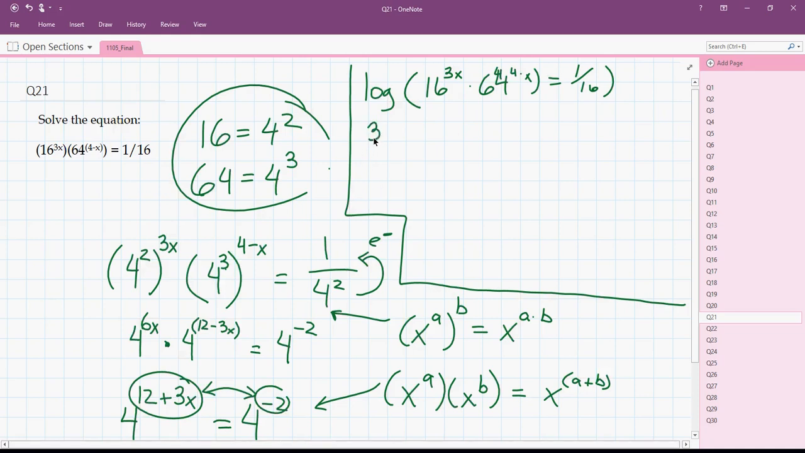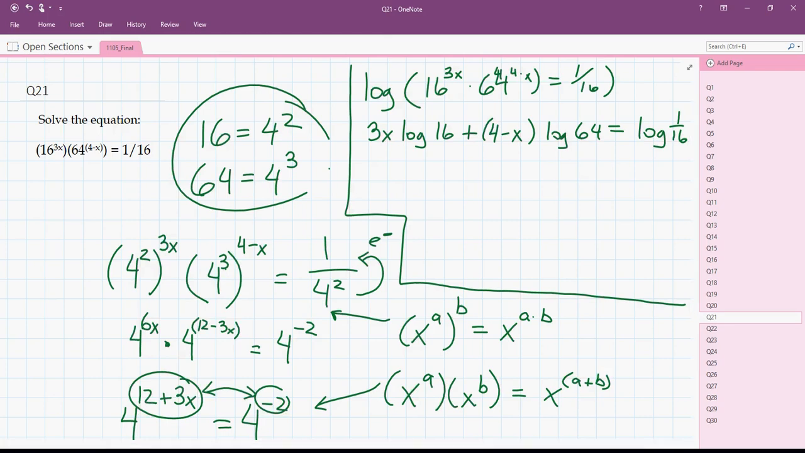So I would rewrite this as 3x log 16 plus 4 minus x log of 64 is equal to the log of 1 over 16. Then you would just have to actually calculate those out on your calculator. So you'd physically type in log of 16. It would give you some kind of number, log of 64 and log of 16. It's a bit more messy, but it arrives at the same solution.